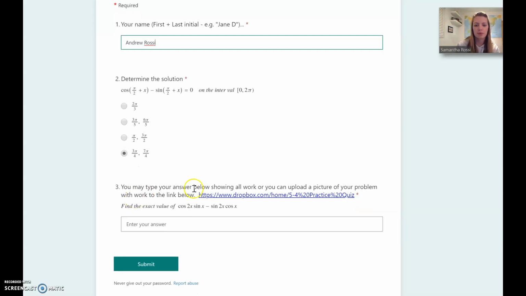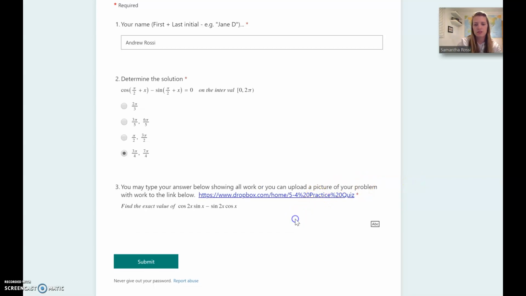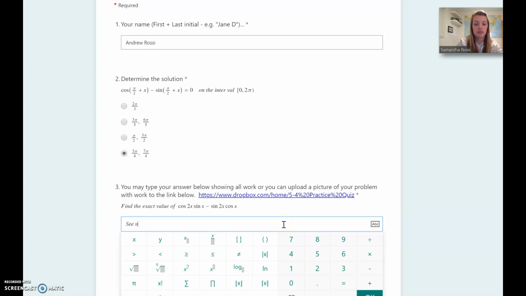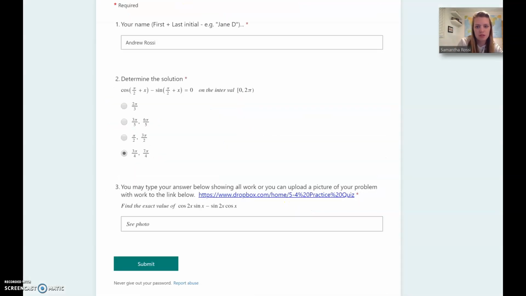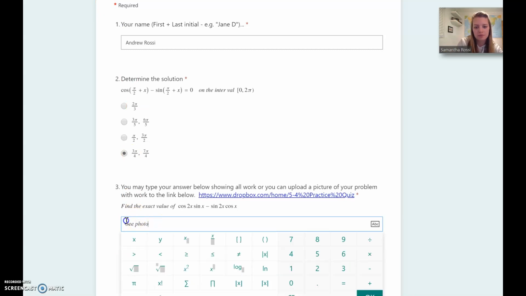So here's an example where I need to show all the work, or I can upload a picture. If I were going to upload a picture, I could just say like see photo. And then I'm going to click on the Dropbox. I don't remember if you need to sign in. I may have messed up the link, but or you can type it in.